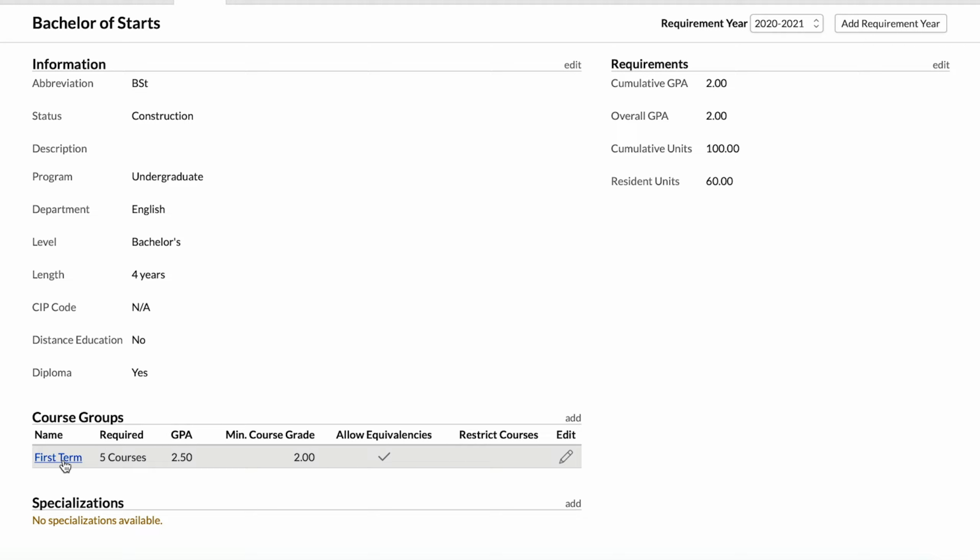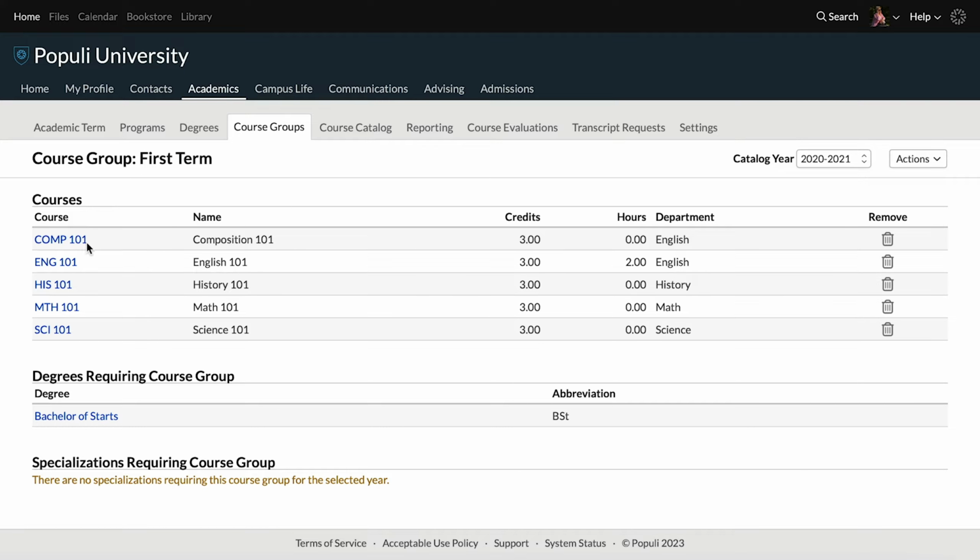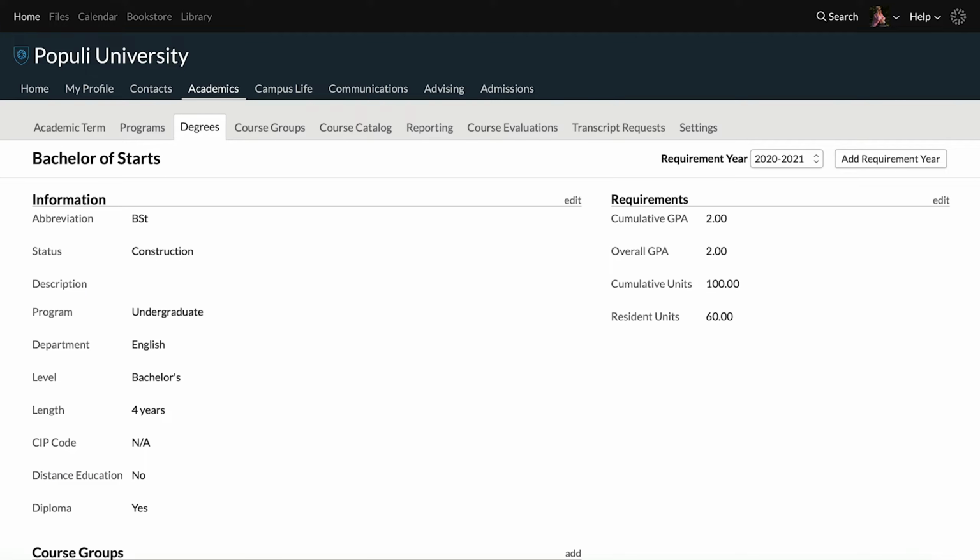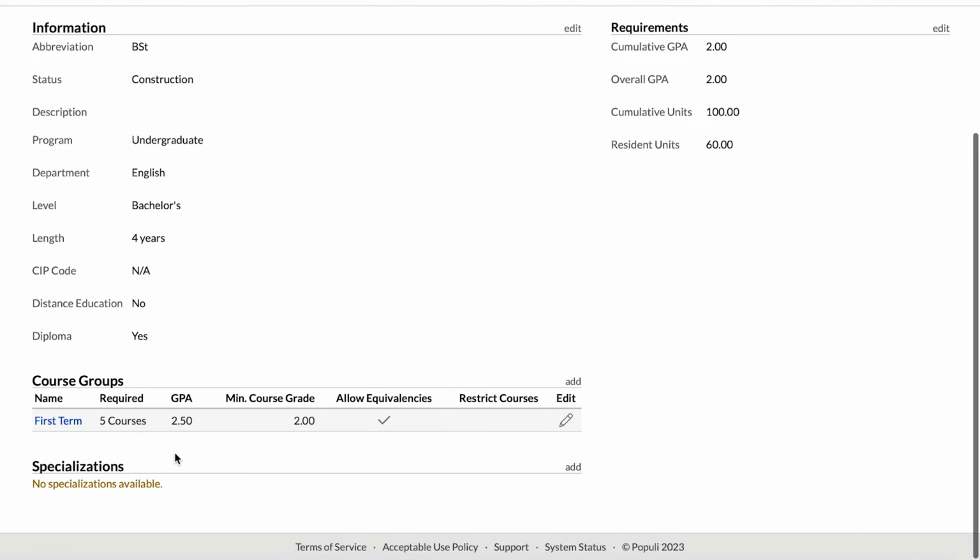In the first term, all of the students pursuing this degree take these 5 courses listed in this course group. So we put all 5 of those courses in a course group. Then we do the same for the next term and so on, creating all of those course groups. Then we attach those back on the degree itself here. And we're setting requirements as we do that.